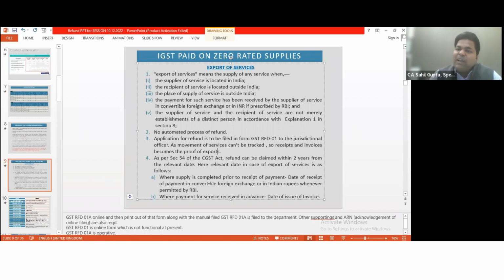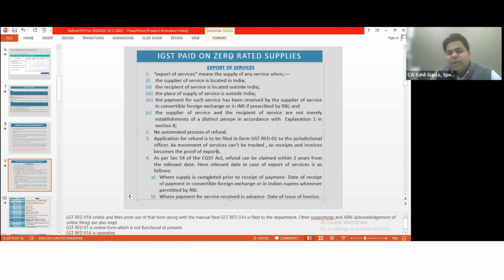In that case, when the invoice is issued, that date will be the relevant date for the calculation of the 2 years period for the time of supply for the export of service point. And in case the invoice has been issued right now, but payment has not been received, in that case, the relevant date will be the receipt of payment. So the crux is, in both the cases, the later condition will be taken.